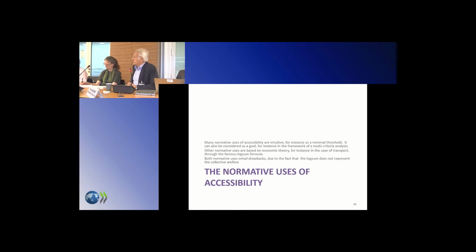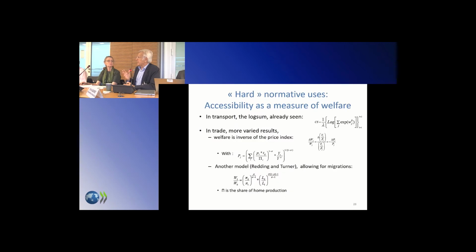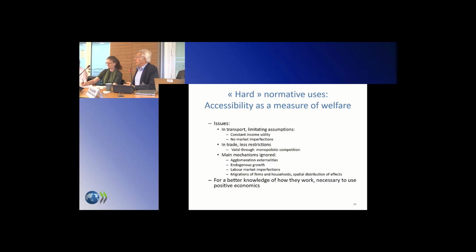I will develop the normative use of accessibility. We have a soft normative use that we saw a lot yesterday. But I will dwell mainly on what I would call the hard normative view, which is the use of accessibility as a consumer surplus through the well-known log sum formula. In trade, we have similar results, which I will not develop.